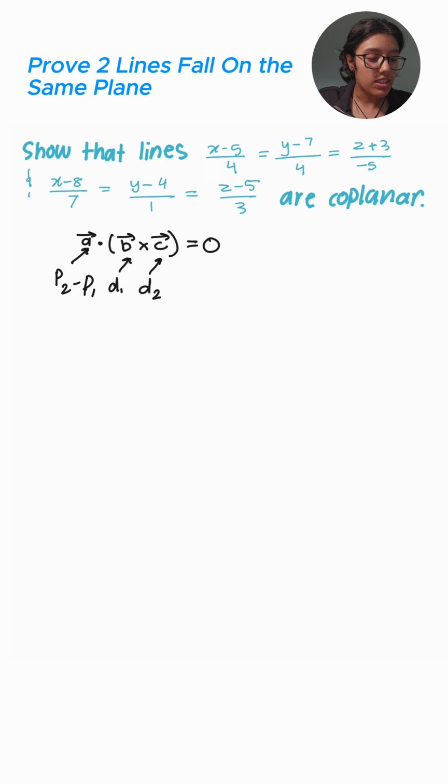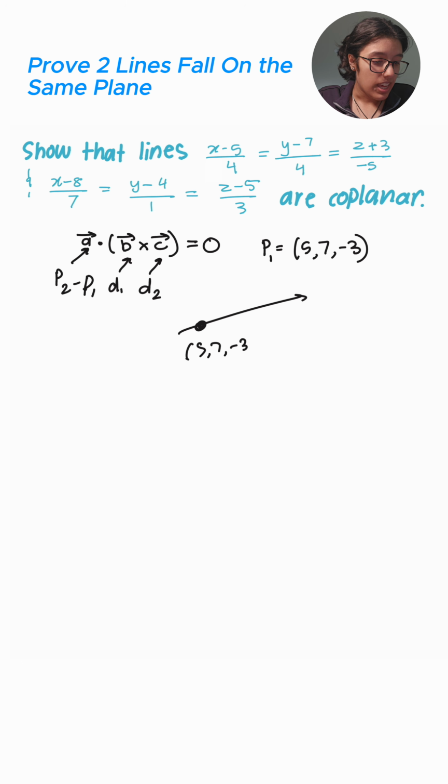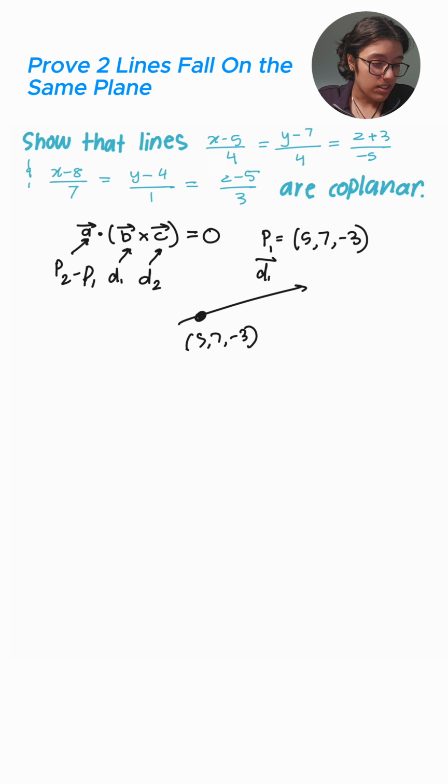So let's start with this line first. This line passes through 5, 7, -3. How do I know that? I look at these numbers right over here in the numerator and I take the opposite sign of them. So that is what this line passes through. So it passes through 5, 7, -3. And the direction vector is simply going to be the numbers in the denominator.